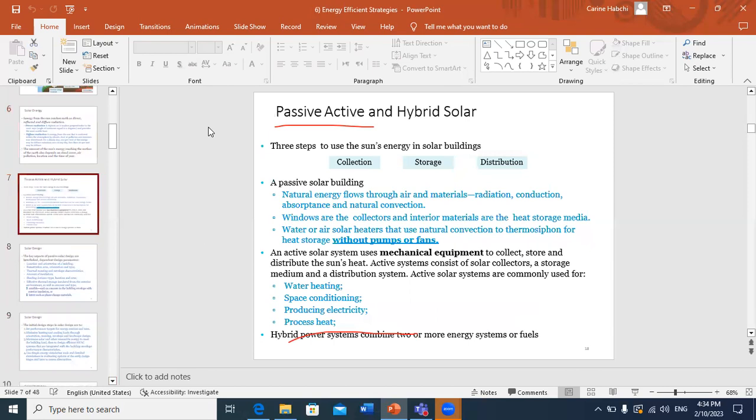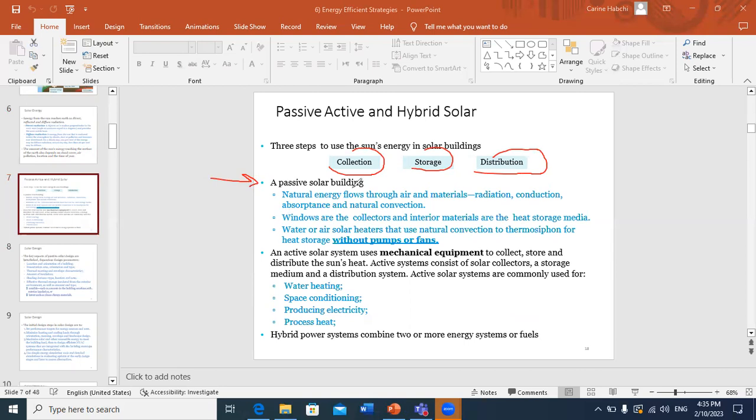Now, whenever we talk about solar systems, we can first categorize several parts. We can talk about three main steps to use the energy of the sun: the collection step, the storage step, and the distribution step. And we will also differentiate between passive techniques and active techniques.